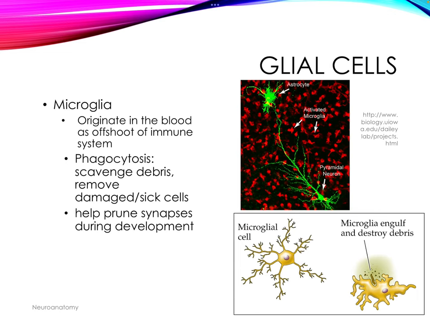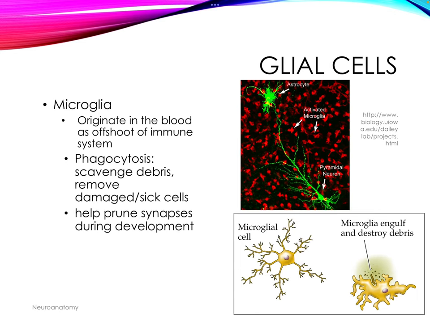Microglia are a sort of offshoot of the immune system, and they do things like phagocytosis, which is essentially removing any kind of debris, scavenging out any kind of sick or damaged cells, anything that needs to be removed. They also identify and attack foreign tissue. If a brain cell is damaged, they invade the area. They provide growth factors that help aid repair to allow that cell to essentially not die.